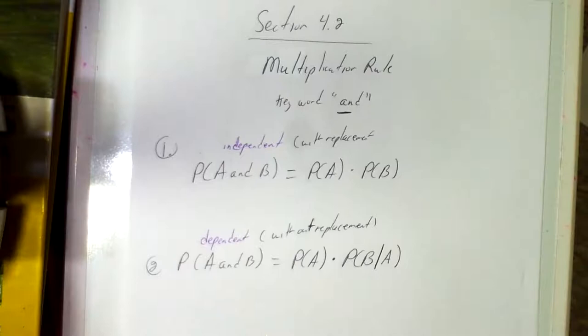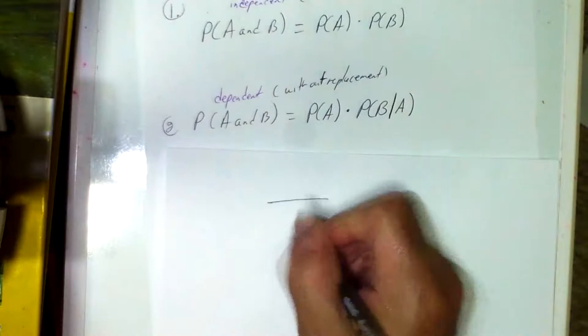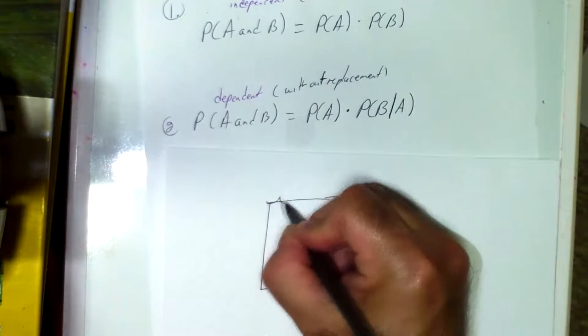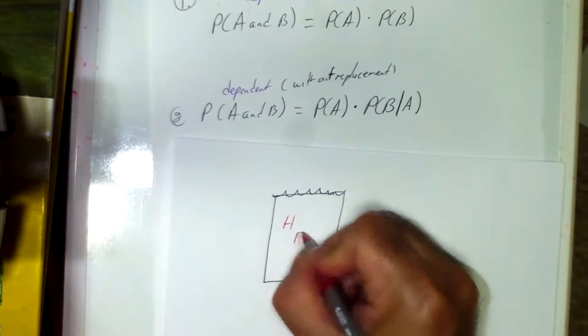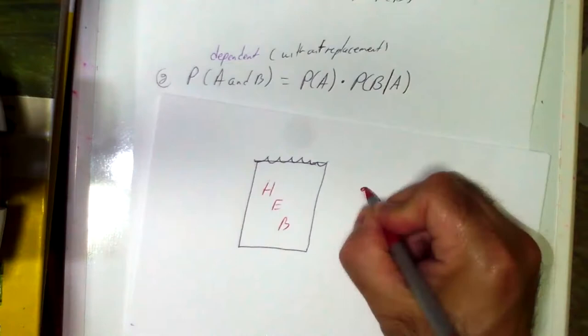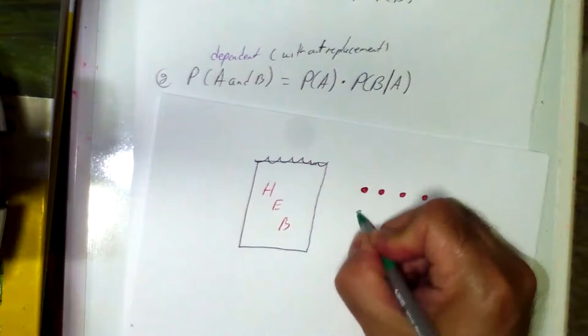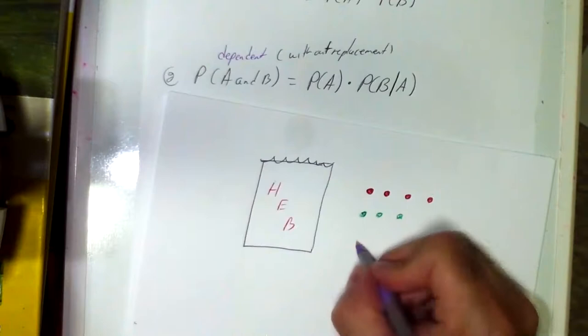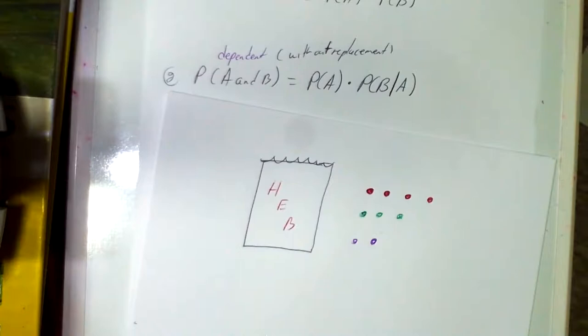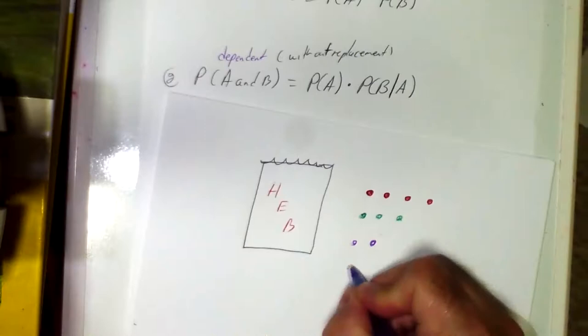All right, so we're going to do an example. I'm going to draw a bag. I'm going to put some marbles in the bag and we're going to practice. So here's my bag. It's supposed to be a bag. I'm going to put 4 red marbles, 3 green, 2 purple. Well, I ran out of the one, I do have one blue marble.